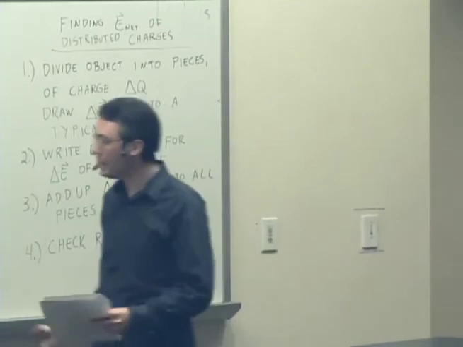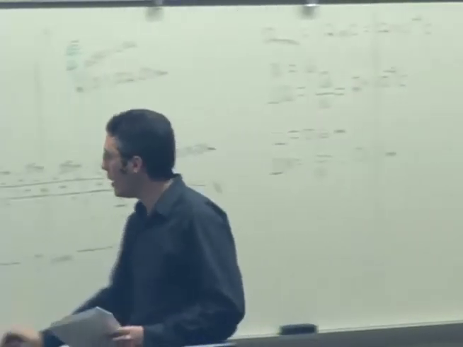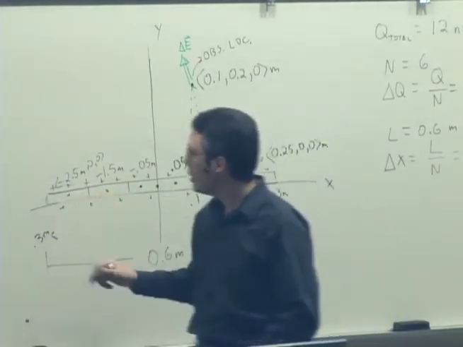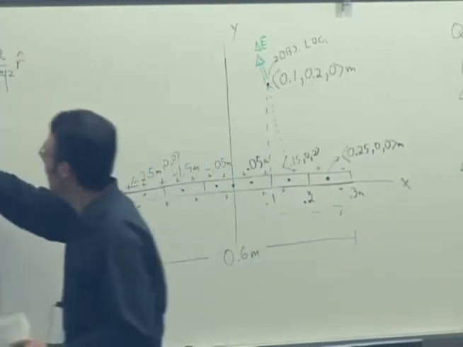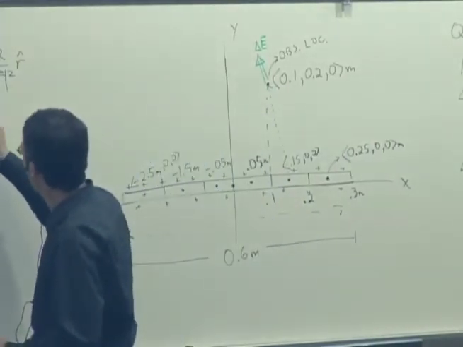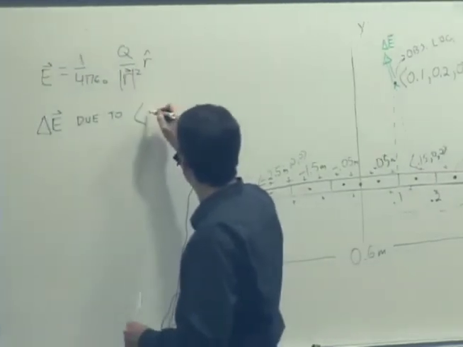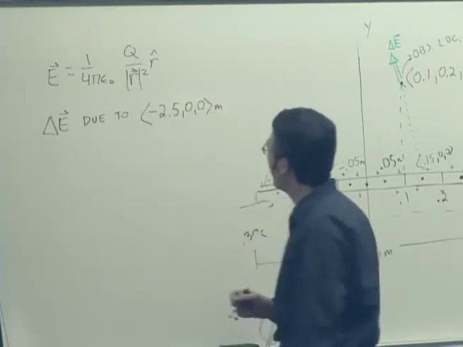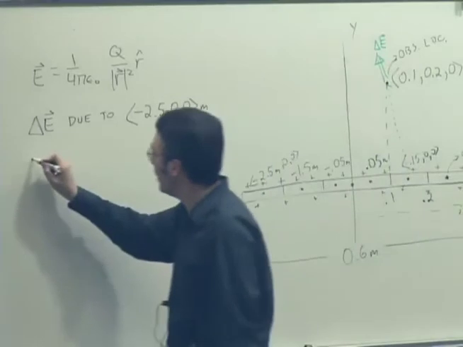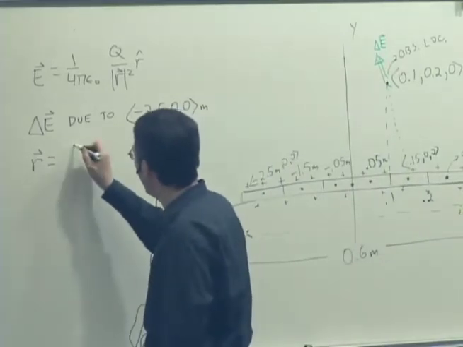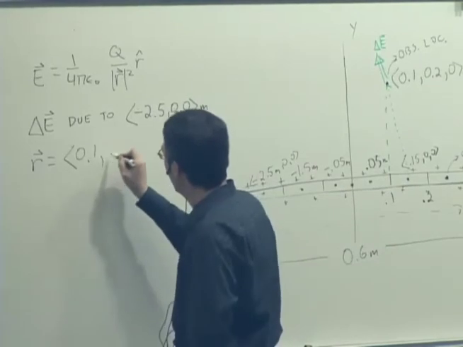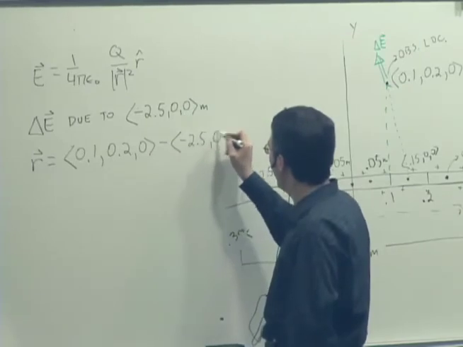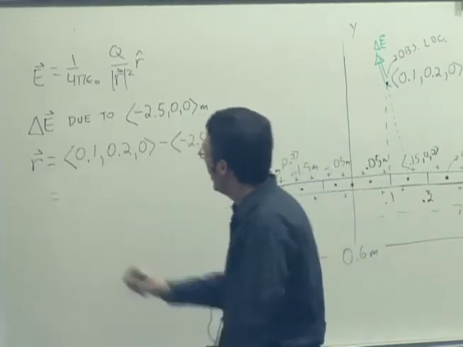Let's do one of these all together. Let's start with this end segment. So I'm going to find the delta E due to the segment at negative 2.500 meters. Okay, so first I find the r vector. R is equal to the observation location, which is 0.1, 0.20, minus negative 2.500 meters. So that gives us what?